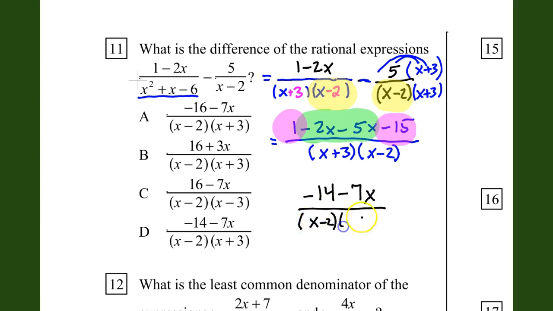And that should be one of these answers. It looks like it is 16, 16, nope, D. Yeah, negative 14. It's okay that these are a different order. That's just fine if you switch these around. Okay, so don't worry too much about the order of things, as long as all the same terms are there.